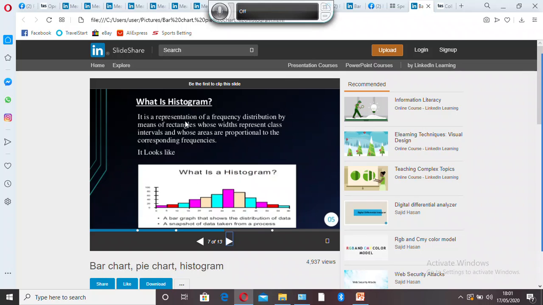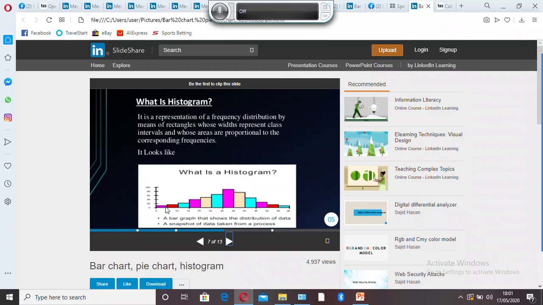Here we have histogram. So what is histogram? It is a representation of frequency distribution by means of rectangles whose widths represent class intervals and whose areas are proportional to the corresponding frequencies. Look at this. You will see that histogram is a bit wider than your bar chart, your bar graph. This is a bit wider.